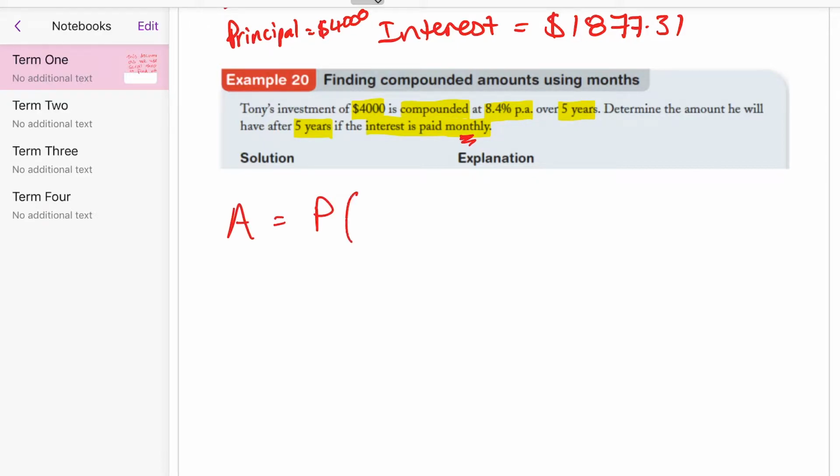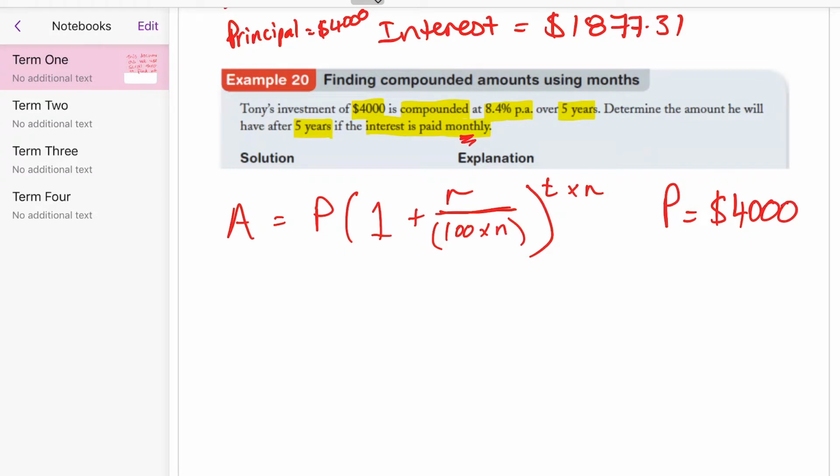So my rule, A is equal to principal, 1 plus the rate over 100 times n. I'm going to put brackets around it and I'll explain why when I do it later. All to the power of time multiplied by n. So my principal amount is the amount that I am compounding or have invested. It's $4,000. My rate is 8.4%. We can keep that as a percent. The rule changes it out of a percent for us. My time is for 5 years.